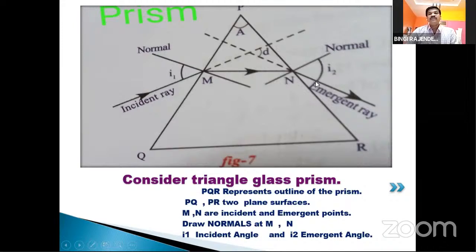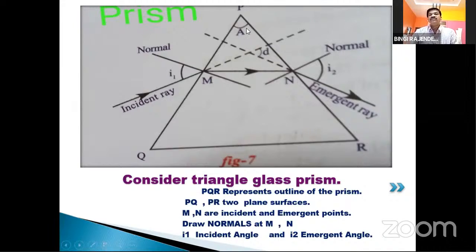If there is no medium, the incident ray would continue, as we can extend with dotted lines. The dotted lines show the emergent line, and before that the incident line. The two dotted lines extended give an angle. That angle is small d, the angle of deviation. So here I1 is the incident angle, I2 is the emergent angle, and D is the deviation.